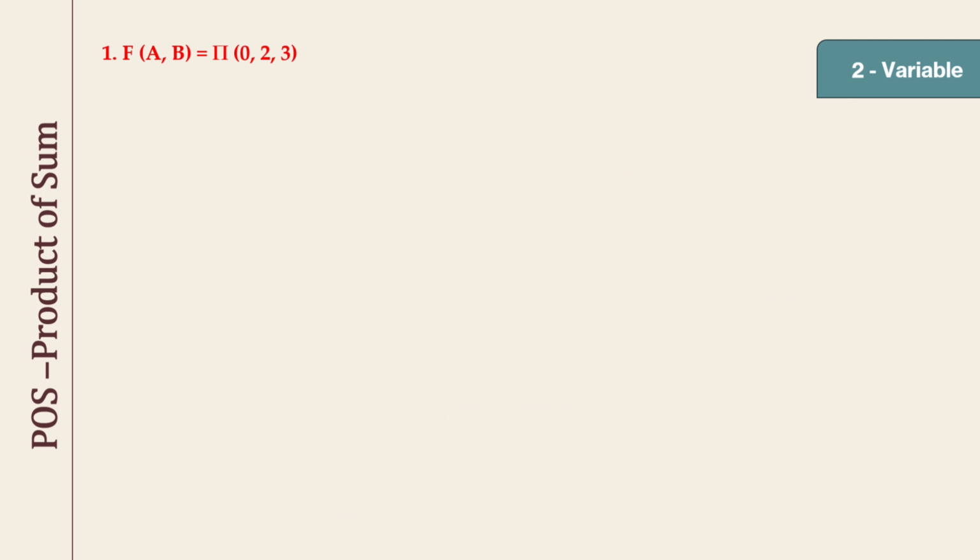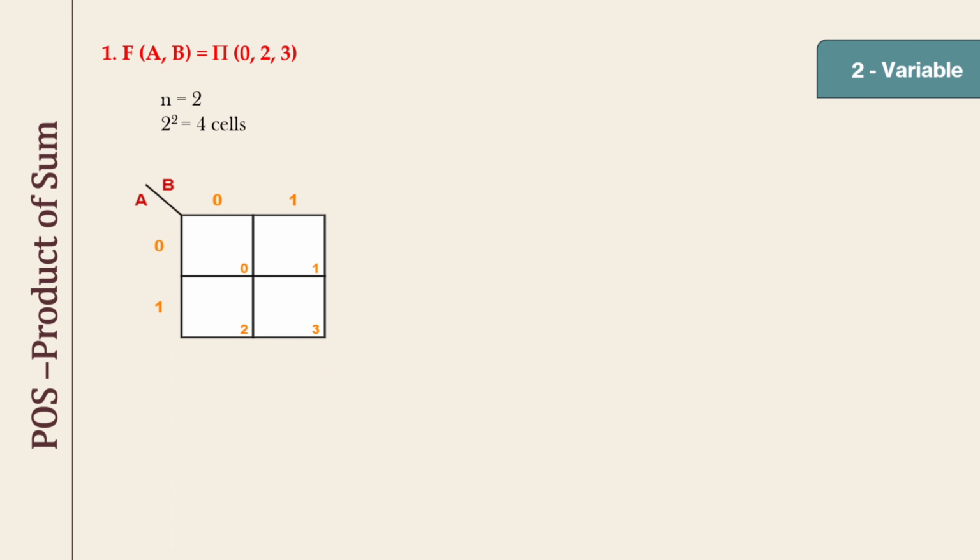Now let's start with the two variable K-Map POS problems. The problem statement we have is f of a, b equals pi of 0, 2, 3. Here we have two variables, so n is equal to 2. In order to find the number of cells in the K-map, we have the formula 2 power n. So 2 power n is equal to 2 power 2, so we are going to get 4 cells in the K-map.